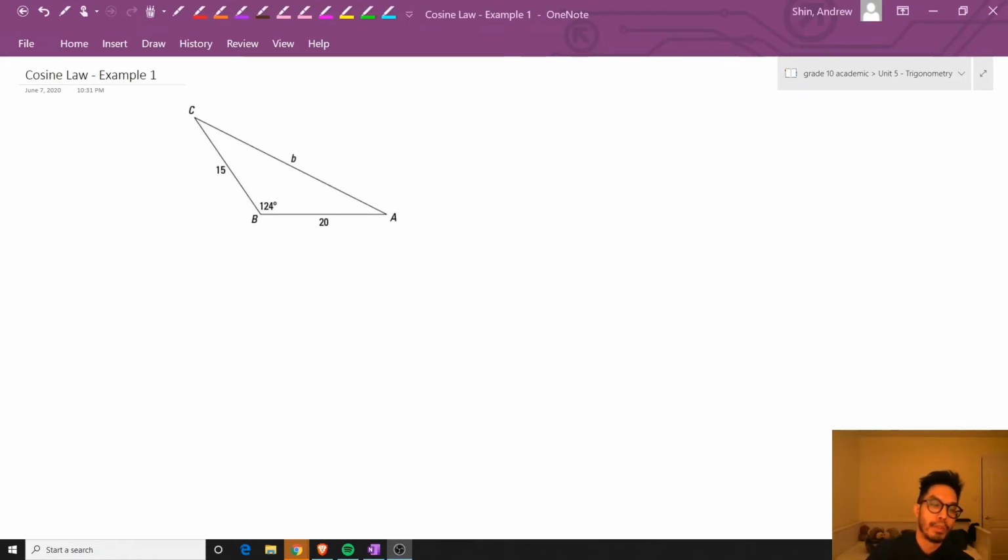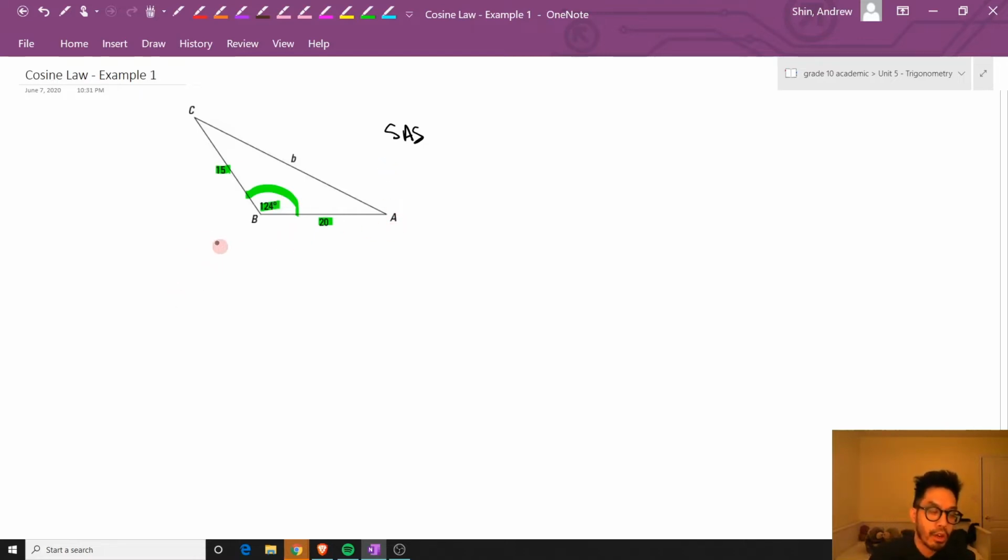Welcome to Cosine Law example number 1. We are given this situation here. And in this situation, how do we know we have to use cosine law? Again, we have to identify what we've been given. So we have been given a side and an angle and another side, and this angle is contained. So what we have here is side, angle, side. As a result, you cannot use the sine law.